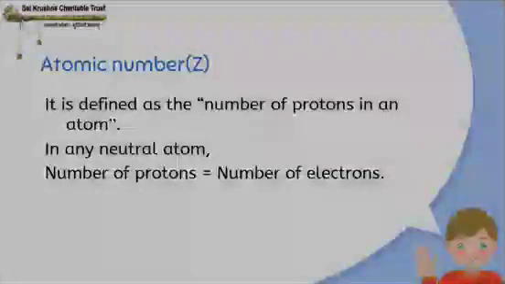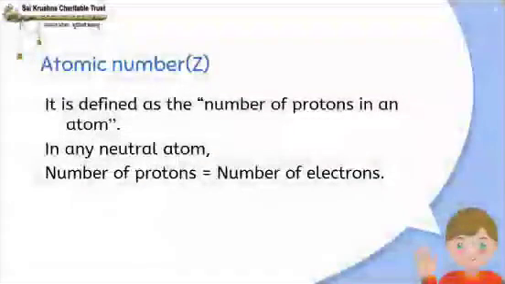The first one is atomic number. It is represented by the symbol capital letter Z. It is defined as the number of protons in an atom. So what do you understand by this? Atomic number is nothing but the number of protons. We already know that the number of protons is equal to the number of electrons, right? So in other terms, we can define it as the number of protons or the number of electrons.